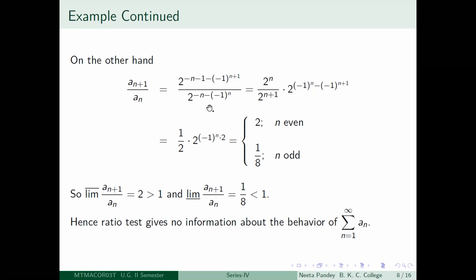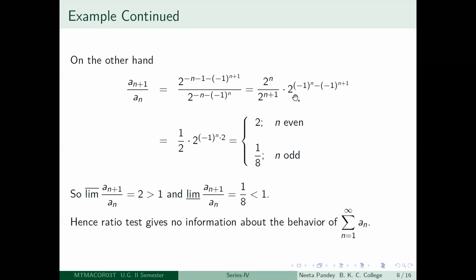What I am doing is taking this 2 to the power minus n to the top, so it becomes 2 to the power n here because it was 1 by an. This is 1 by 2 to the power n, so that becomes the numerator, and this becomes the denominator, 2 to the power n plus 1. I am ignoring the second part here and just writing what we get: 2 to the power n by 2 to the power n plus 1.